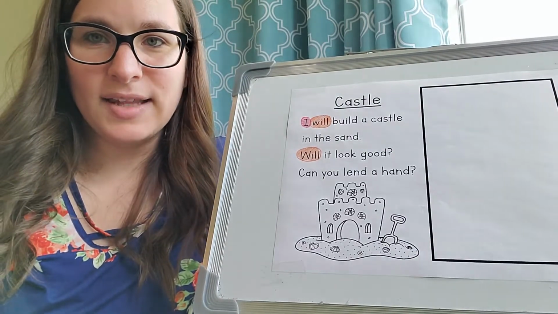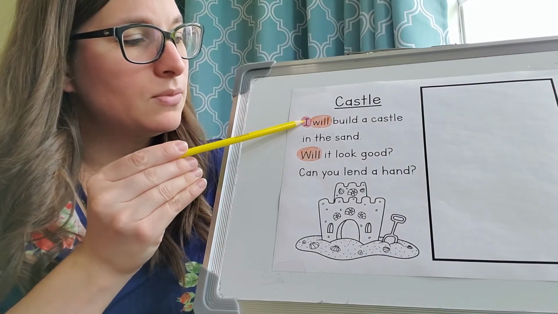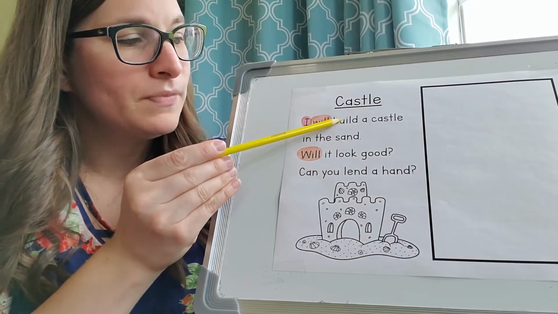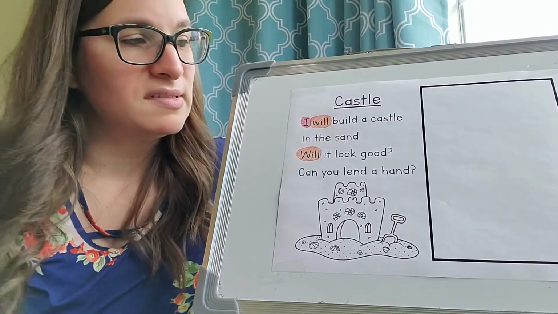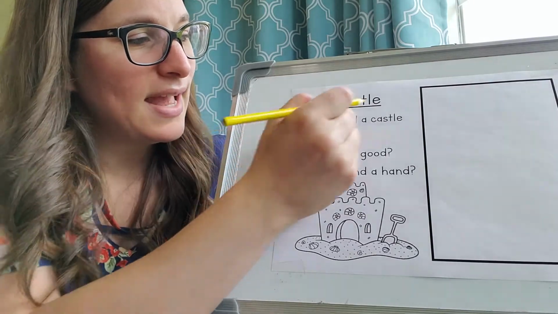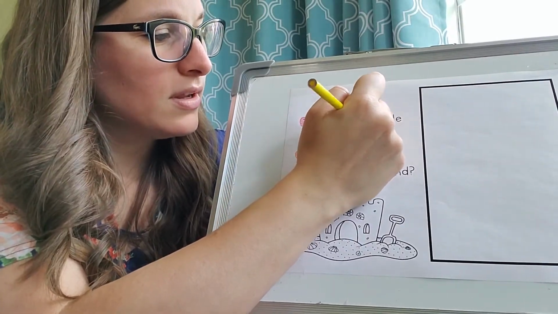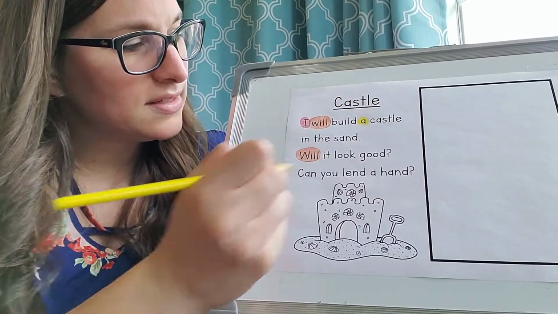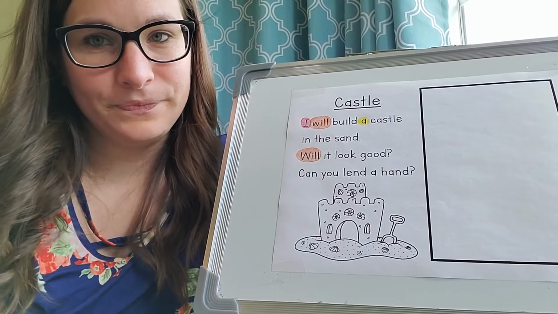All right, next color up is blue. So we're up here, I will build. Build is not a kindergarten sight word, so we're going to skip over that word. Our next one is A, and we know that A is a kindergarten sight word. That is on our list. We are going to circle that one.